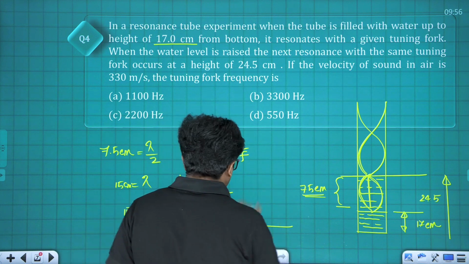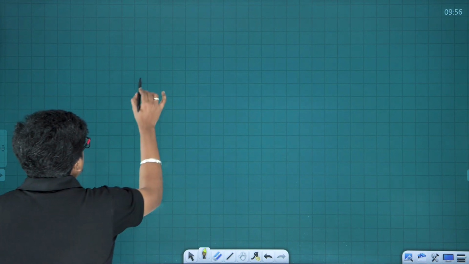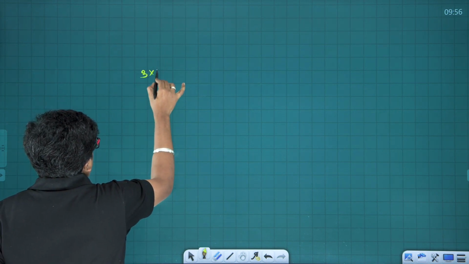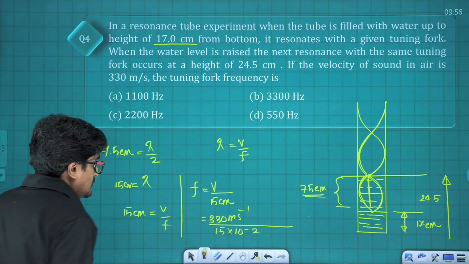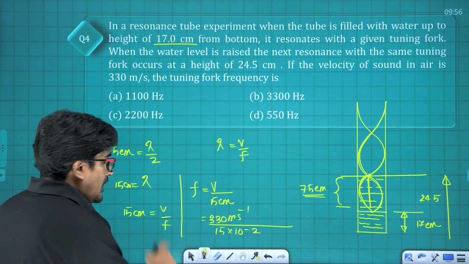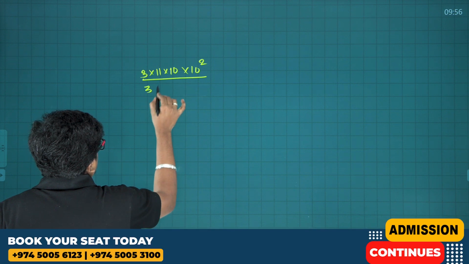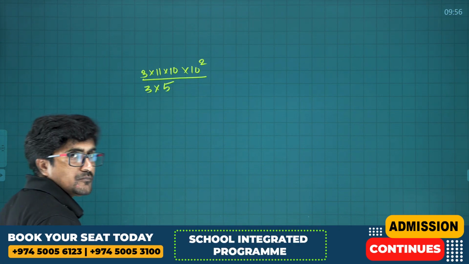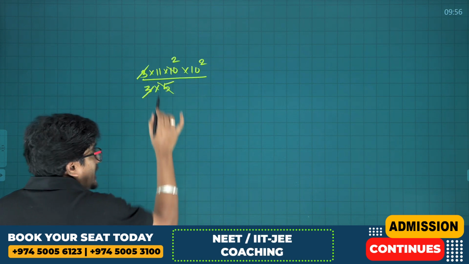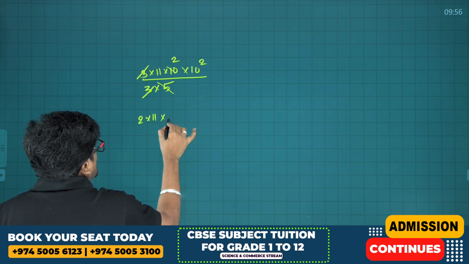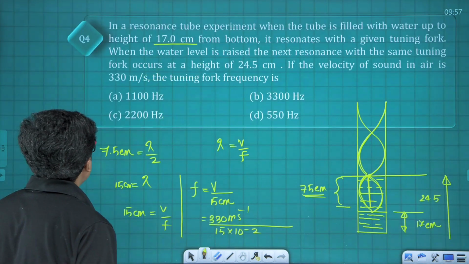Now I may write this as, moving to the next page for the calculation, 330 as 3 into 11 into 10 to the power 2. How did this 10 to the power 2 come? This came to the top. And on the denominator we have 15, which I will mark as 3 into 5. This 3 and this 3 will cancel, this 5 and this 10 will cancel, leaving 2 there. So now it is 2 into 11 into 10 to the power 2. That is 2200, which means it should be option C.